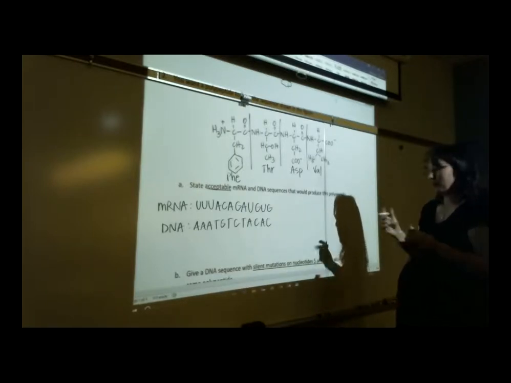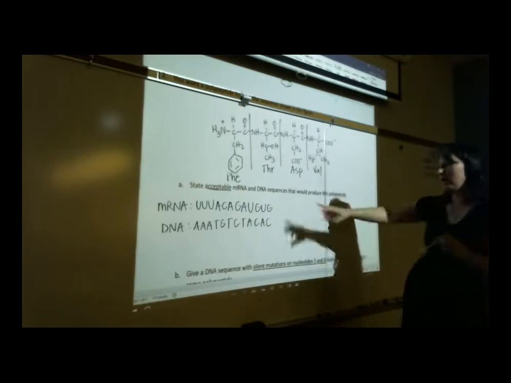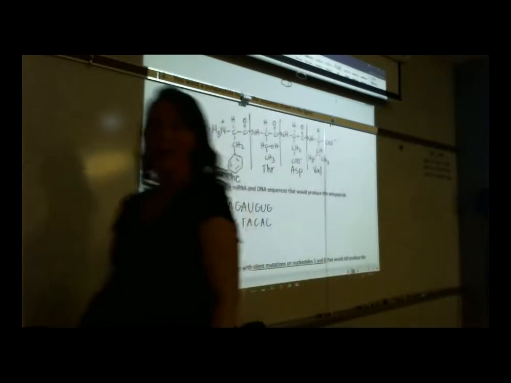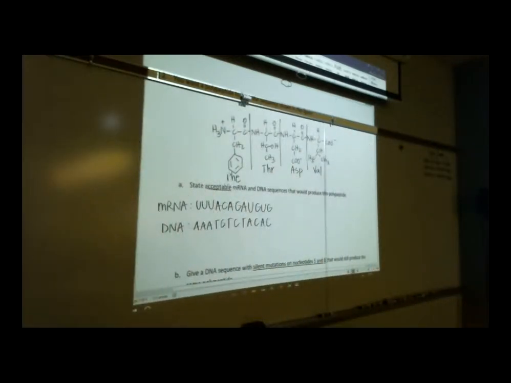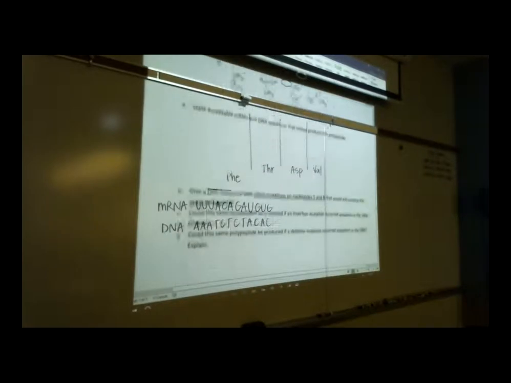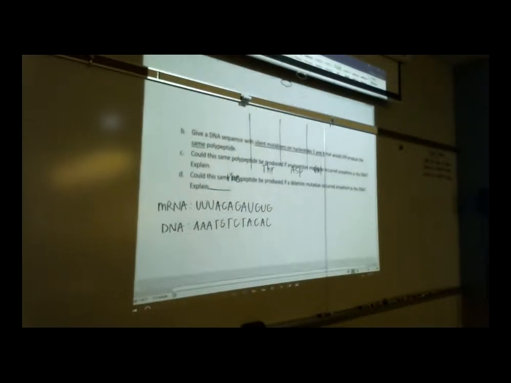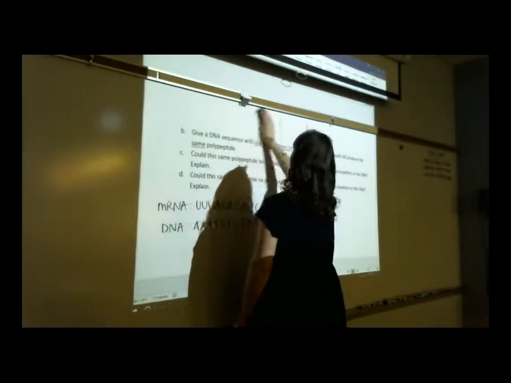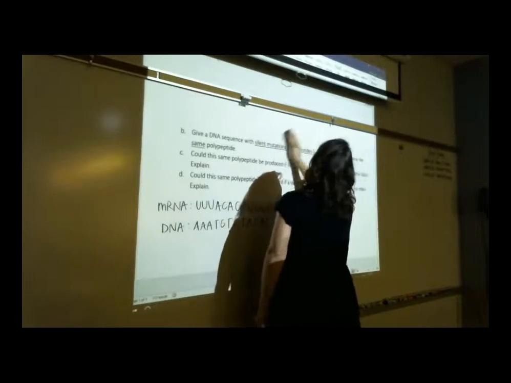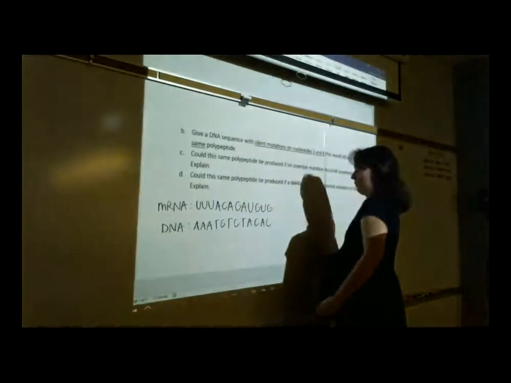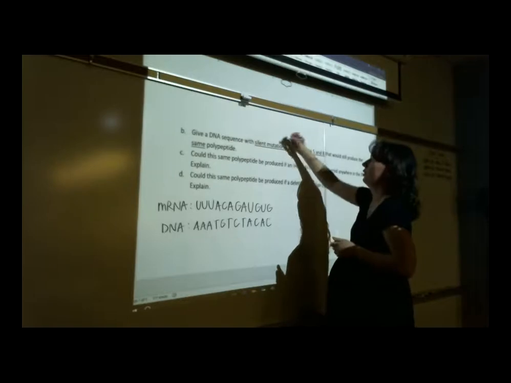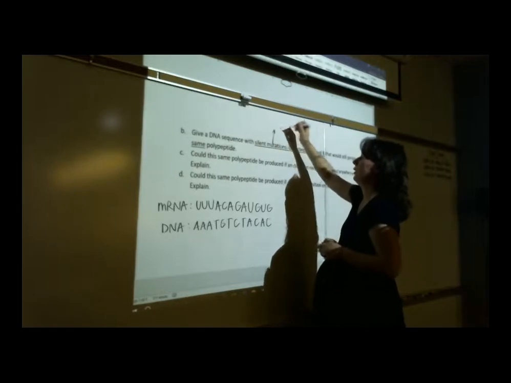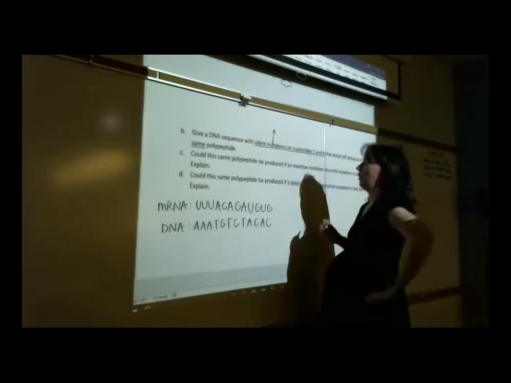Okay, so I'm going to leave my DNA up because part B asks, give a DNA sequence with silent mutations on nucleotides 5 and 8 that would still produce the same polypeptide. So what is a silent mutation? It's a mutation where you change one of the letters, but it doesn't change.